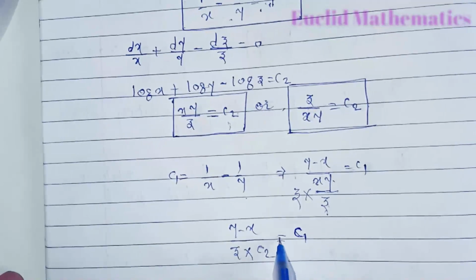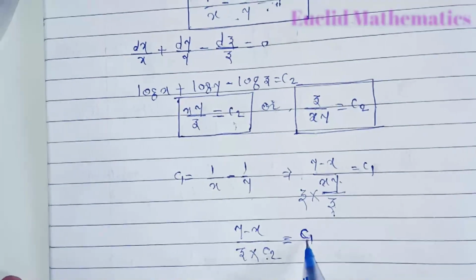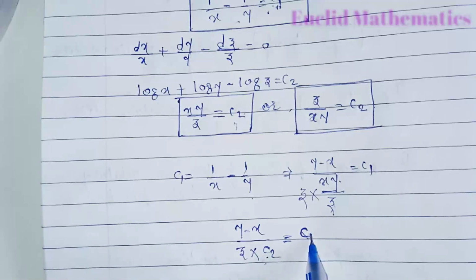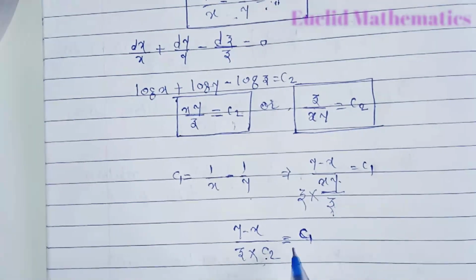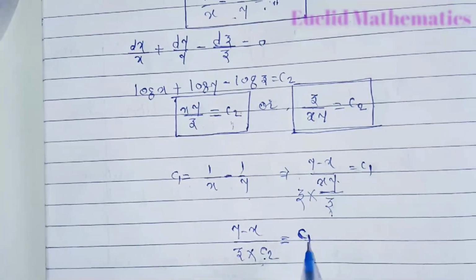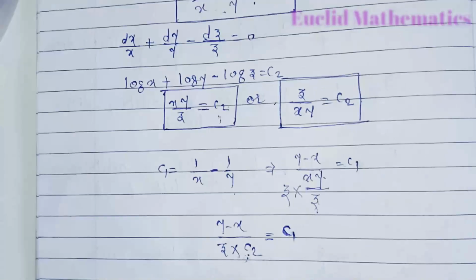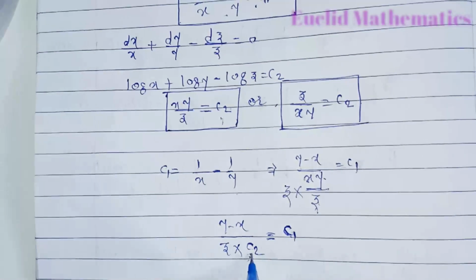Okay, so Lagrange's method says that we have to find the relation between c1 and c2 in order to find their solutions. So here I got the values for c1 and c2 in the form of c1 and c2.